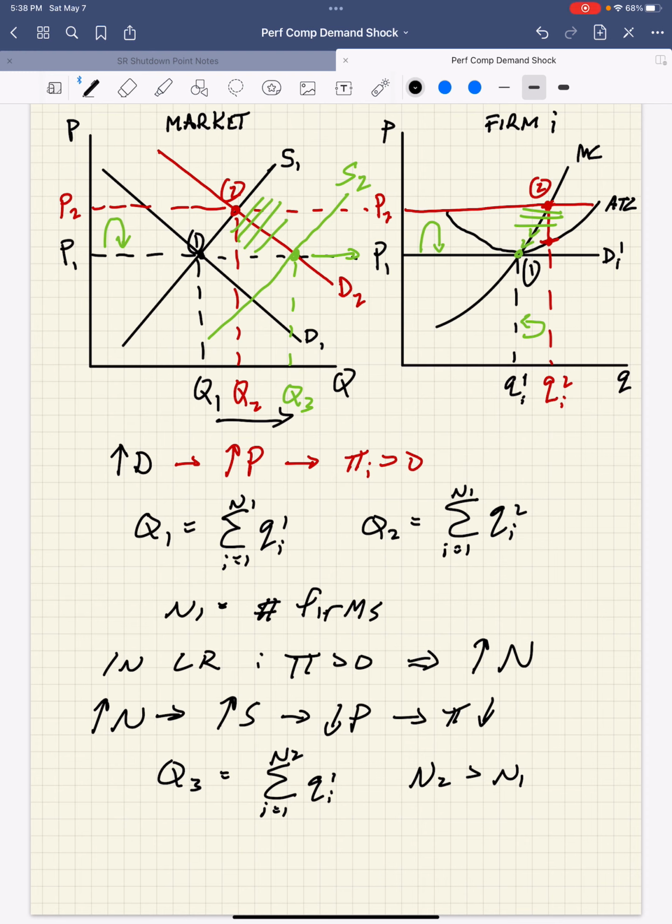So the lesson, I guess, is, as always in a competitive market, if you're in a situation where you have positive economic profit, enjoy it while you can, because it's not going to last. New firms are going to come in and compete that profit away by pushing prices back down.